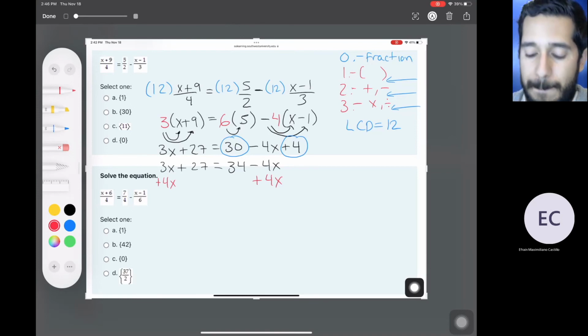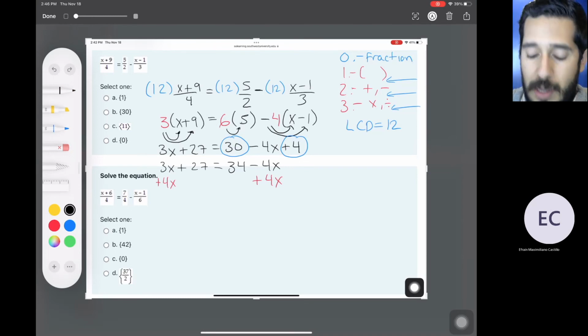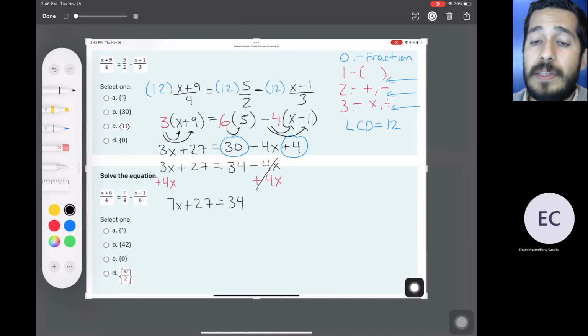my equation. Okay, so if I combine like terms, those two numbers are going to add up. 4x plus 3x is going to be 7x plus 27 equals 34. And these are the numbers that cancel out: negative 4x plus 4x.